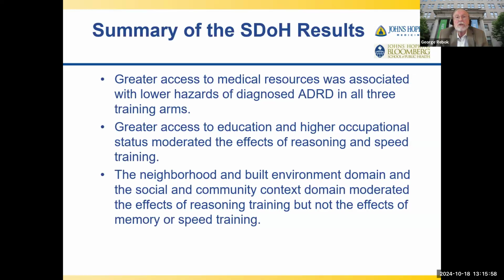But just to summarize quickly, the social determinants of health results for this study: again, greater access to medical resources was associated with lower hazards of dementia, diagnosed ADRD, in all three training arms. Greater access to education and higher occupational status moderated the effects of reasoning and speed training, and the neighborhood and built environment, social and community context domain moderated the effects of reasoning training, but not the effects of speed or memory training.